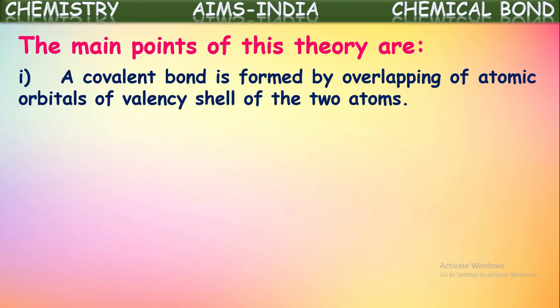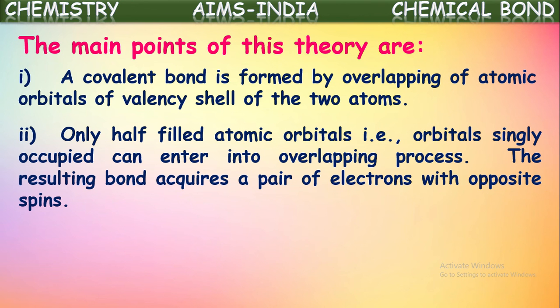One of them is, a covalent bond is formed by overlapping of atomic orbitals of valence shell of the two atoms. So here it is explained how a covalent bond is formed. The pairing of electrons takes place when two atoms approach each other. When two atoms approach each other, their valence orbitals or atomic orbitals overlap each other and hence they pair their electrons. By that, a covalent bond is formed.